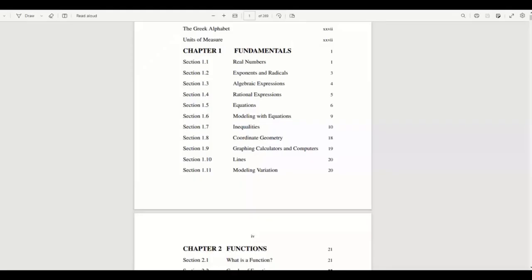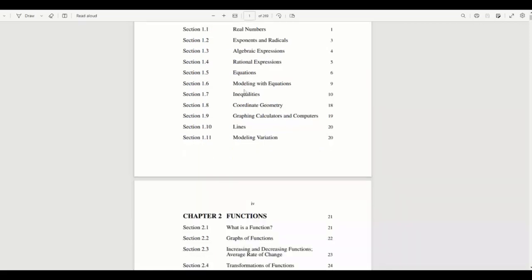Many of these topics are covered under section 1.2. It's covered in school, but of course, probably you've done some of this work many years ago. You may have forgotten it. And then there's the notion of algebraic expressions, rational expressions, equations, modeling, inequalities. So I'll probably have a look at that.